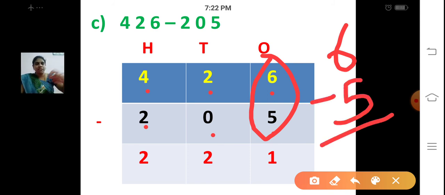How will you subtract? Start from number 5. Count forward till you reach 6. After 5, 6. So my answer is 1. 6 ones minus 5 ones is 1. Write it down, 1. Now let's move on to the next number.